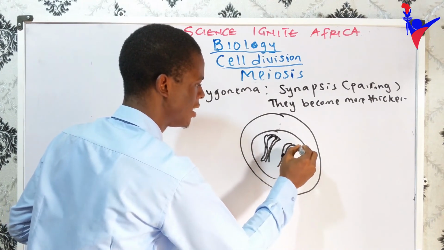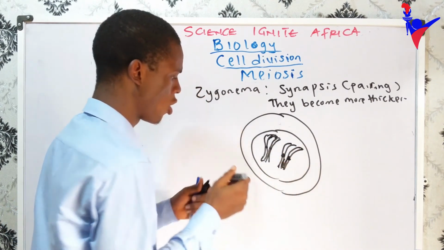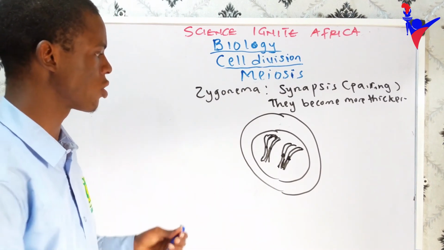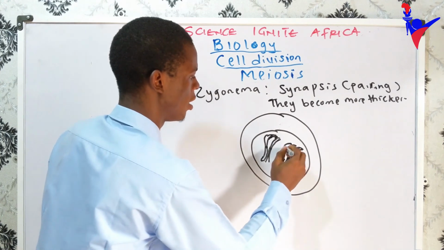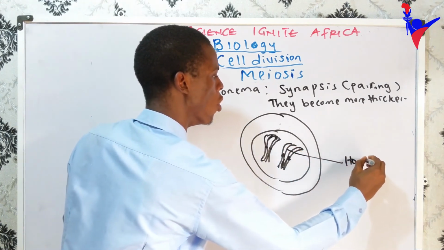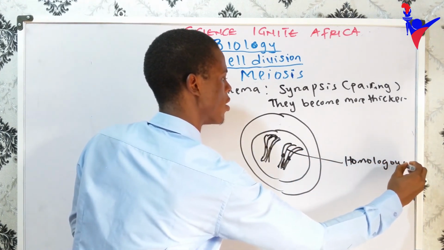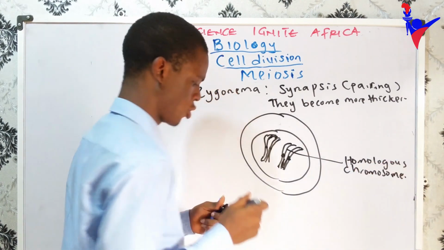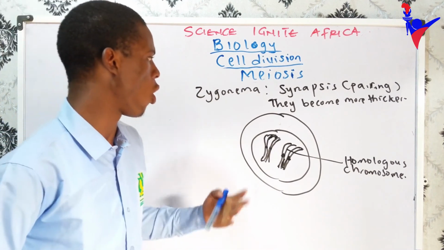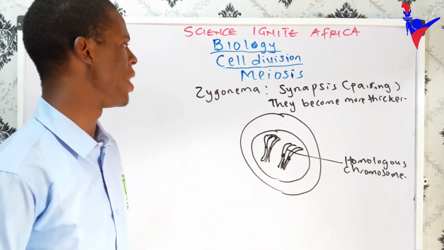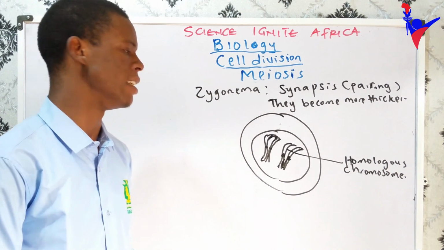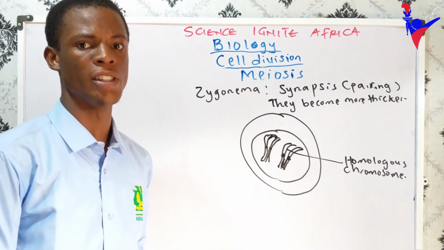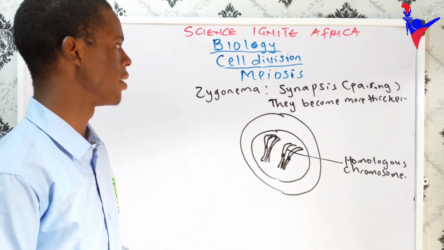You can see these are the chromosomes, and we call them homologous chromosomes. We call them homologous chromosomes. So when we move to the next stage, you'll understand what we mean by the pachytene, and you'll understand what we mean by the diplotene stage in the next video.